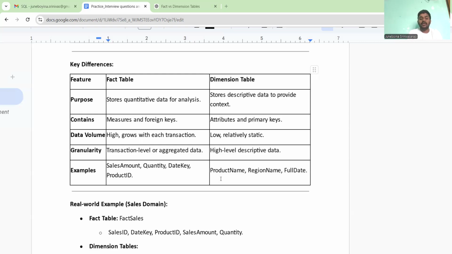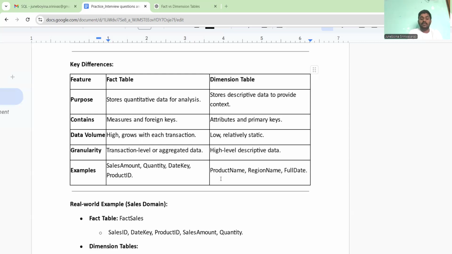Fact table contains measures and foreign keys. Dimension table contains attributes and primary keys. The data volume of fact table is high. It grows with each transaction. Dimension table. The data volume of dimension table is low. It is relatively static. Granularity. In fact table, the granularity is transaction level or aggregated data. In dimension table, it is high level descriptive data.